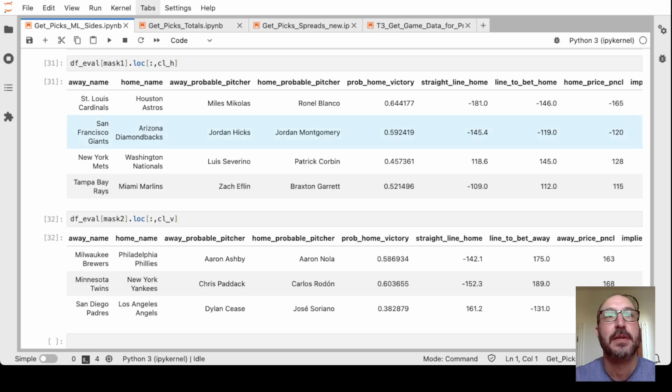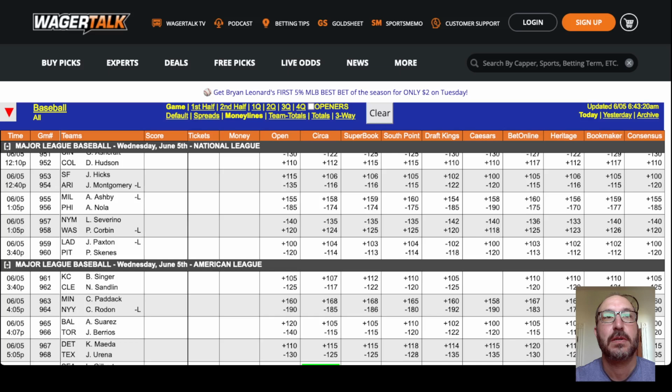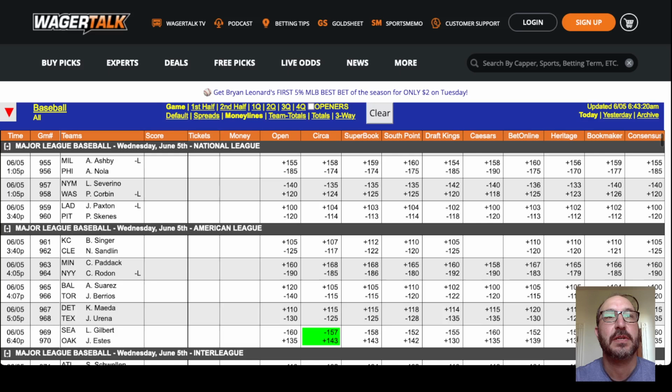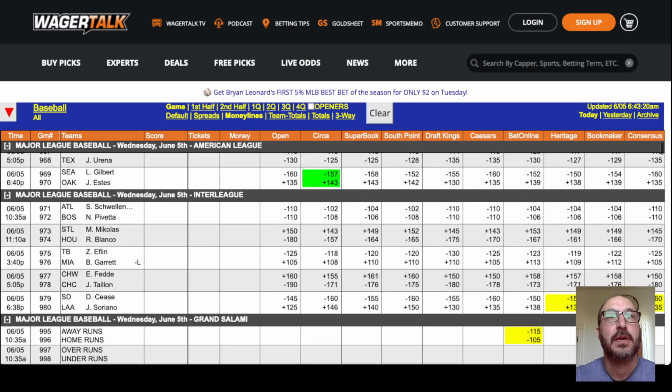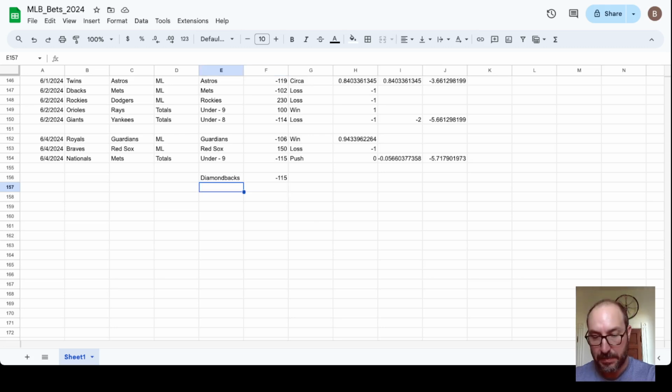Next up, the Marlins against the Rays likes the Marlins if you can get 112. So let's take a look at the Marlins. Can we find 112? Actually, yeah, we find exactly 112. Oh, 113 here, Bet Online. So we're going to do that. Bet Online, Marlins plus 113. Okay.